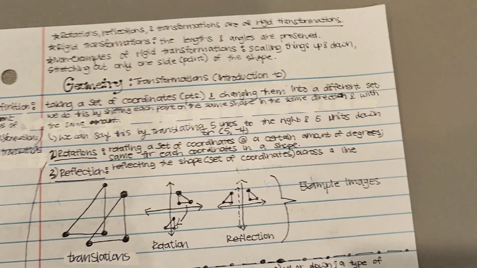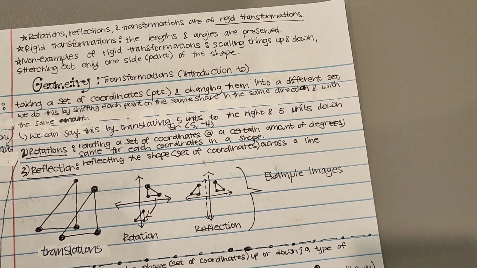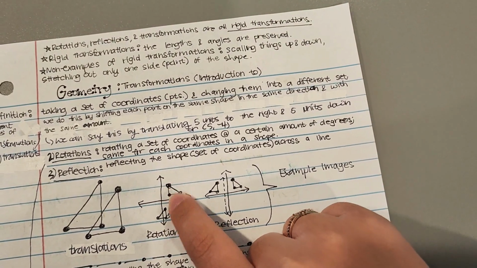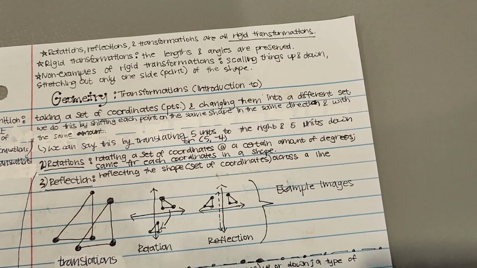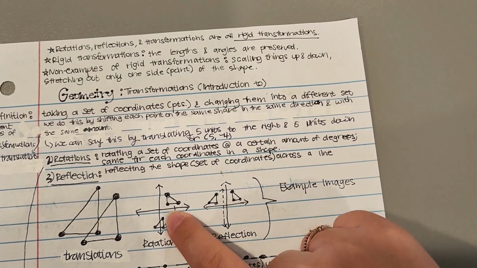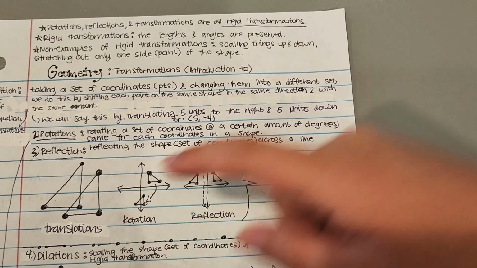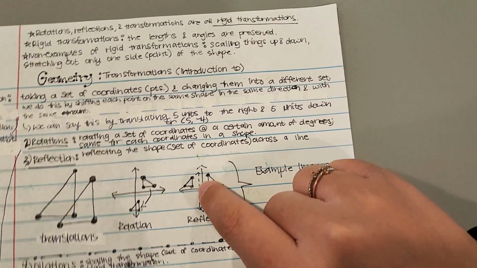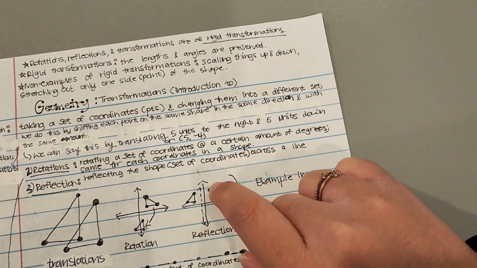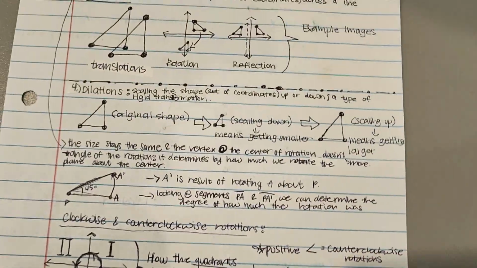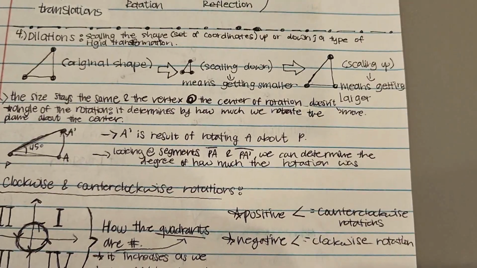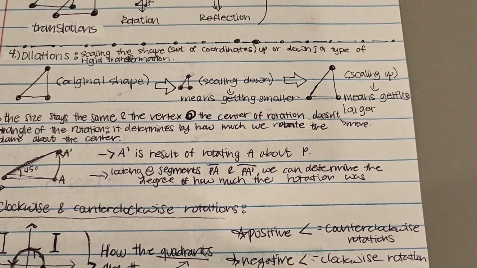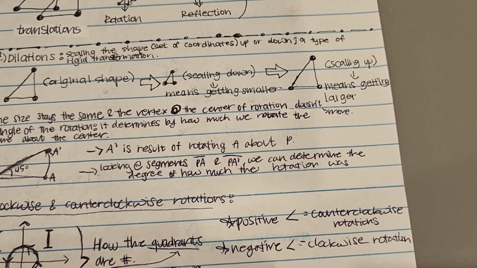The second is rotations: rotating a set of coordinates by a certain number of degrees. This is the same for each coordinate in a shape. You can rotate it around a point or around the origin. Reflection: reflecting the shape, a set of coordinates, across a line. Usually there'll be a line like this, not the coordinate axis, but just another line, and you reflect it. Moving on to dilations. Dilations are scaling the shape, a set of coordinates, up or down, and this is not a type of rigid transformation because you're changing the size of the shape and possibly the angle.